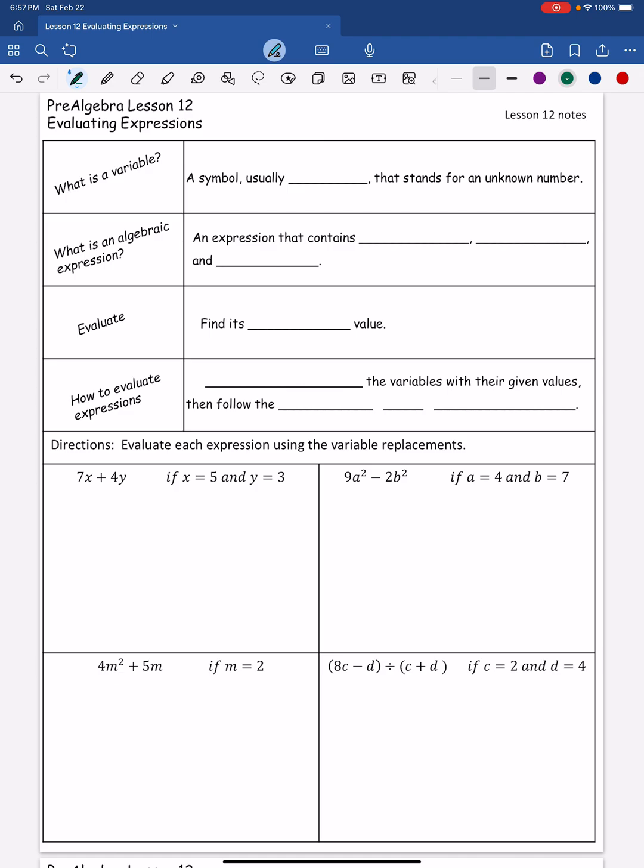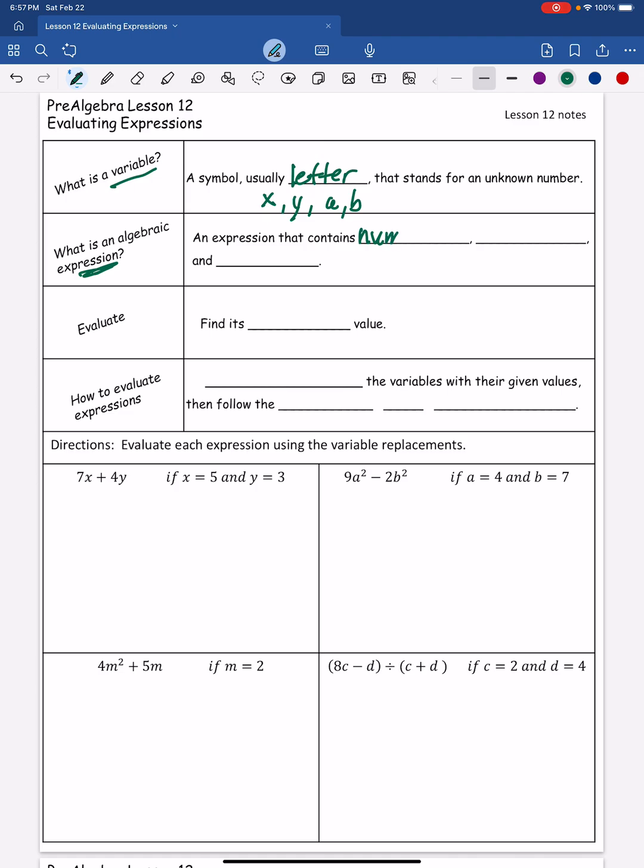What is a variable? A variable is going to be some type of symbol, usually a letter, that's going to stand for an unknown number. Some examples of that would be X, Y, A, B. It really doesn't matter which letter is used when you're talking about a variable. It could also be a symbol like a peace sign or something like that.